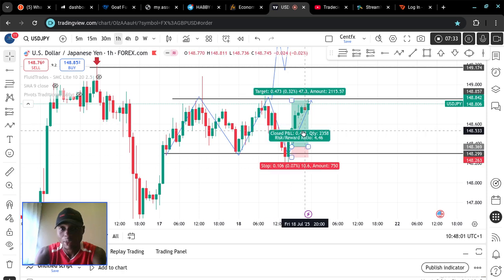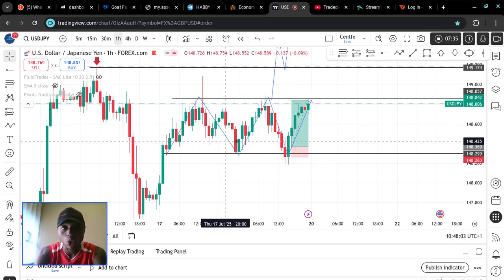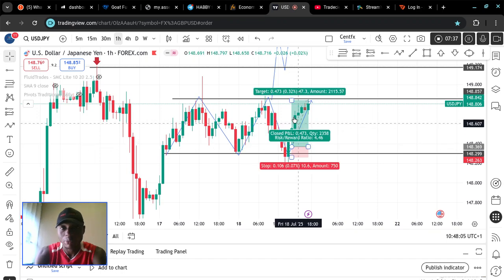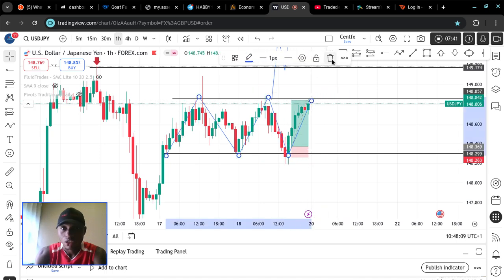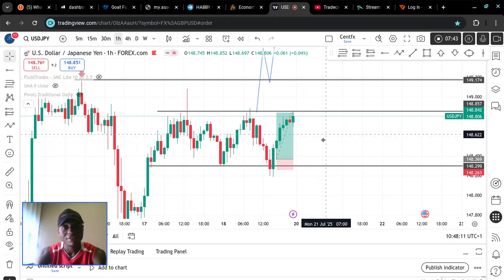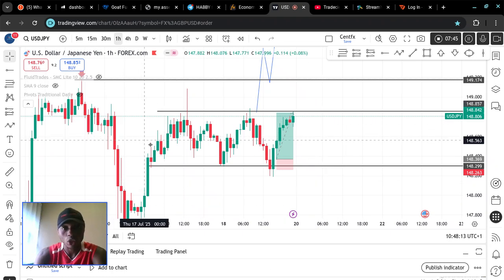I got about 40 pips here. It was around 3 o'clock, thereabouts. I got about 43 pips here. You understand? So now the problem we have here is that the market is currently ranging.